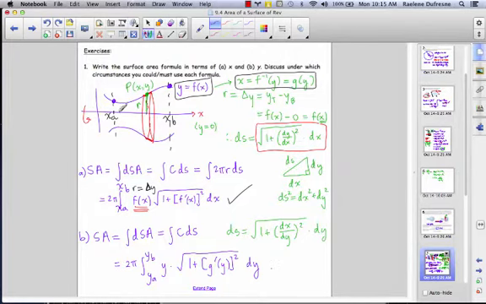Notice that for both of these integrals, we only have one horizontal axis of revolution. We haven't considered yet revolving around the y-axis. So for parts C and D of this question, I would like you to consider revolving around the y-axis and coming up with an integral in terms of x and an integral in terms of y.